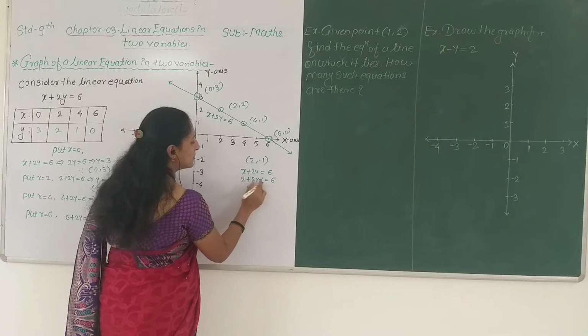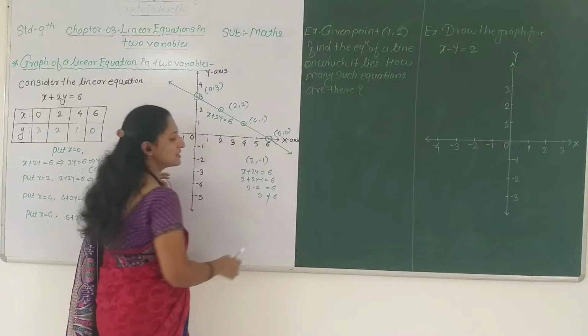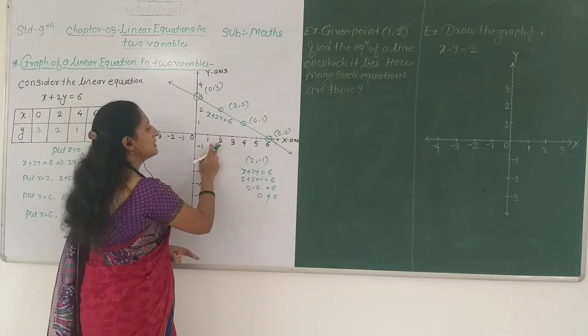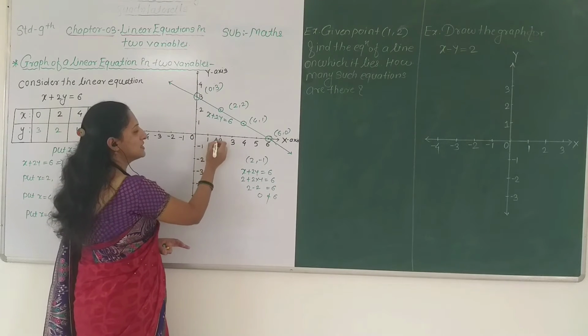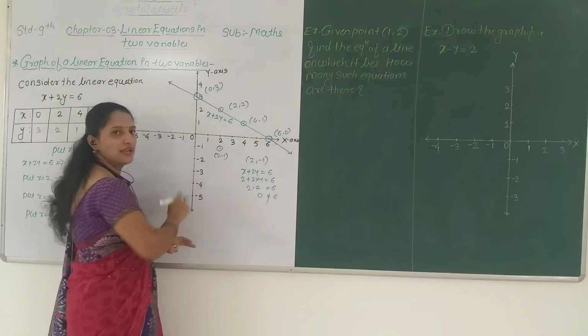That is 2 minus 2, which is 0. Is 0 equal to 6? No. Therefore, the point 2, negative 1 does not satisfy the equation of the line. So look here, this point 2, negative 1 does not lie on the line.